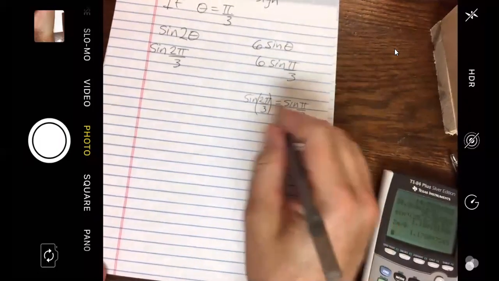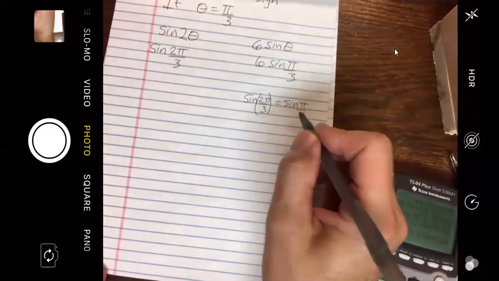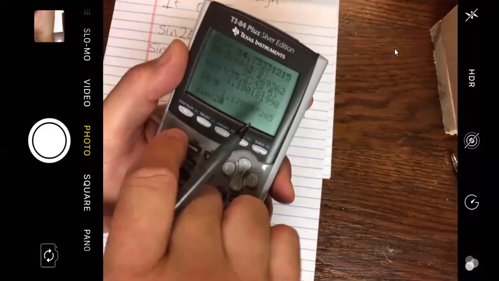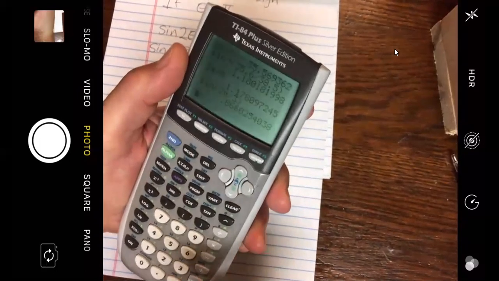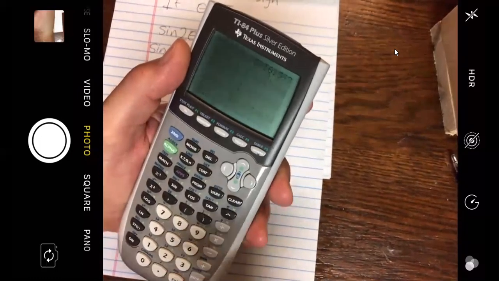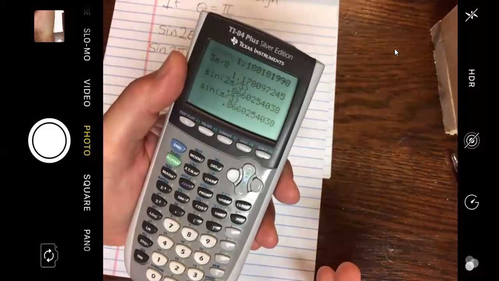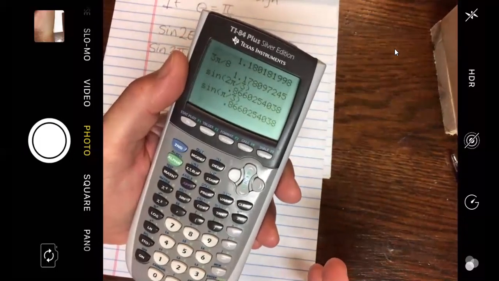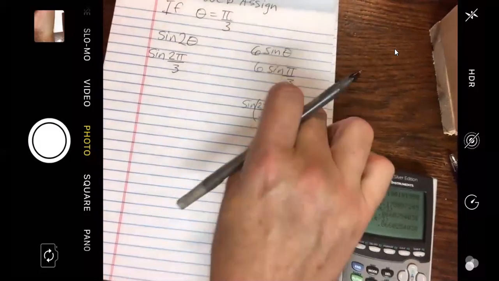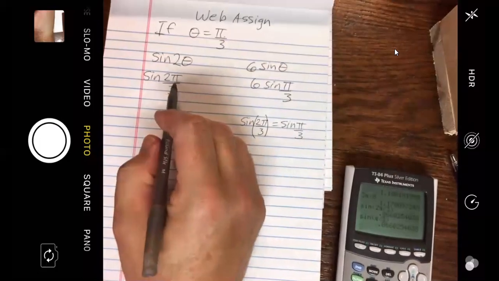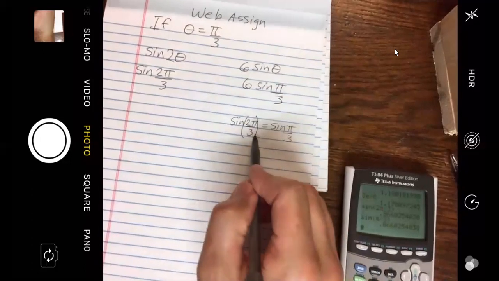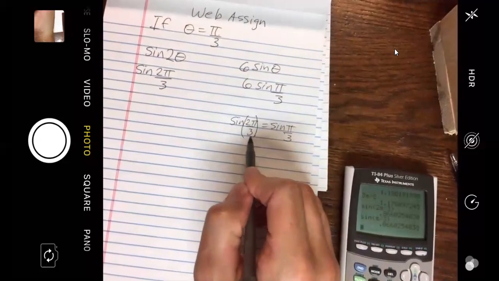You can punch them and see. They'll give you the same decimal answer. I'll show you that. Sine 2 pi divided by 3 versus sine pi divided by 3. See, I get the same thing? 0.866. Now, I'm guaranteeing or pretty much guessing WebAssign will not want those decimals. They're going to want the fractions. These are off the unit circle, and it will want fractions. But if you understand why these are exactly the same number, you understand a lot of trigonometry.